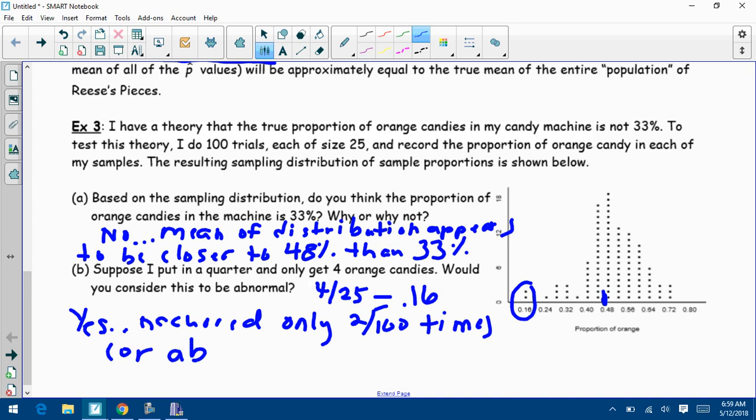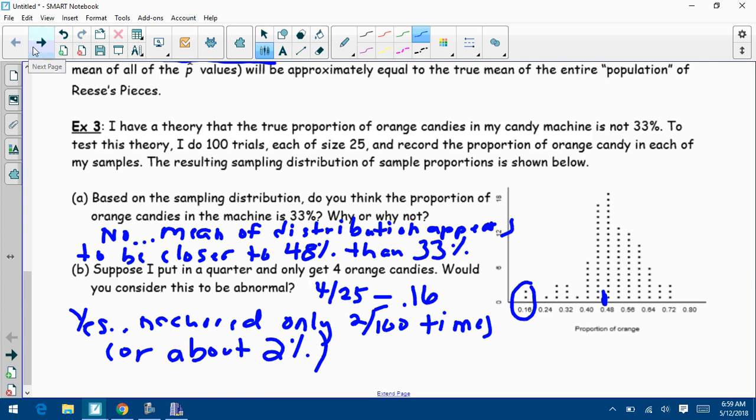Or about 2%. So what does the Regents consider abnormal? Generally, they're going to try to make something under 5% if it's abnormal. So 2% is definitely abnormal. And they're not usually going to be dancing around 5. They're going to be either definitely below 5 or definitely way above 5%. So we're going to say for our purposes, abnormal is about under 5%. Okay. So that's how we can use these sampling distributions to kind of test theories.